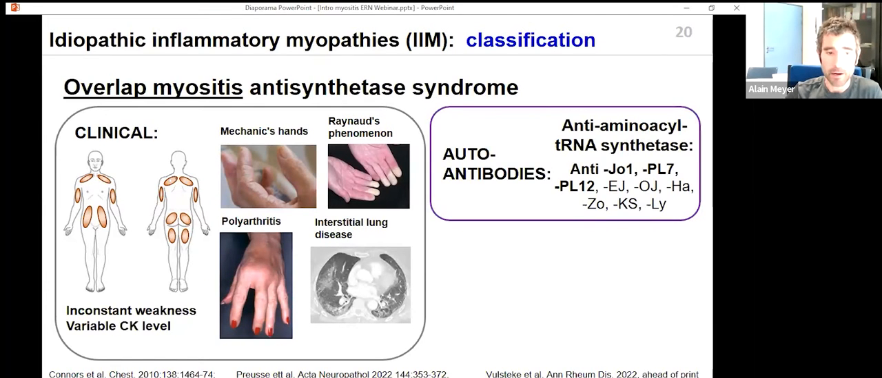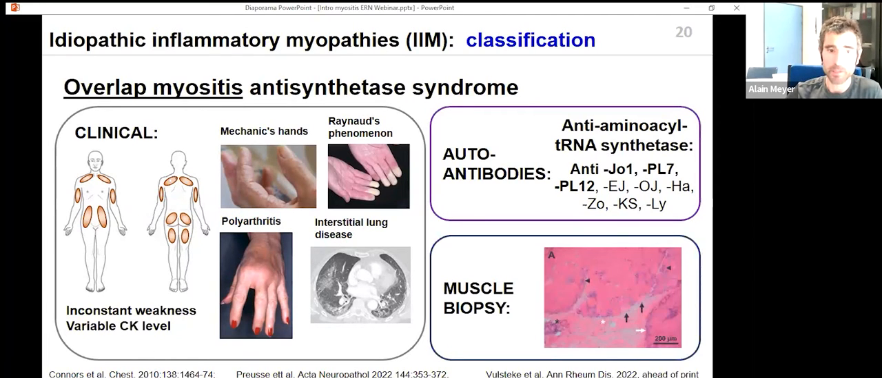The hallmark of this subgroup is the presence of autoantibodies targeting amino acid tRNA synthetases. The three most common are, in order of frequency, anti-Jo1, anti-PL7, and anti-PL12. Muscle biopsy typically shows necrosis of the perivascular fibers.